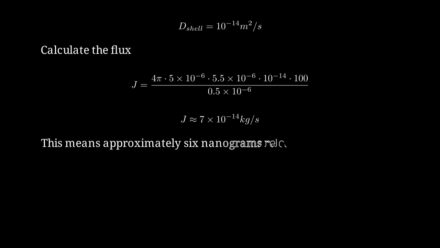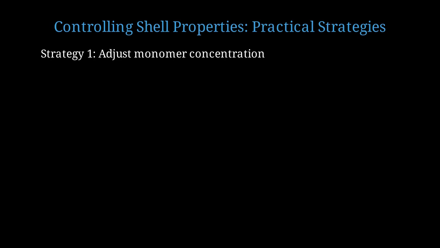This corresponds to about 6 nanograms per day. For a sustained release drug, this slow release rate is exactly what we want. Now let's discuss practical strategies for controlling shell thickness and permeability during manufacturing. Strategy 1. Adjust the monomer concentration.